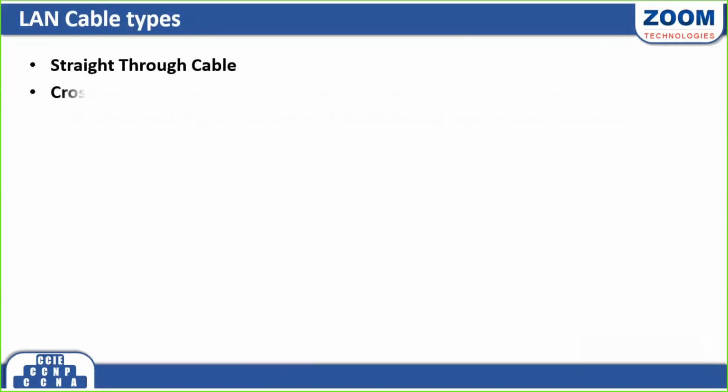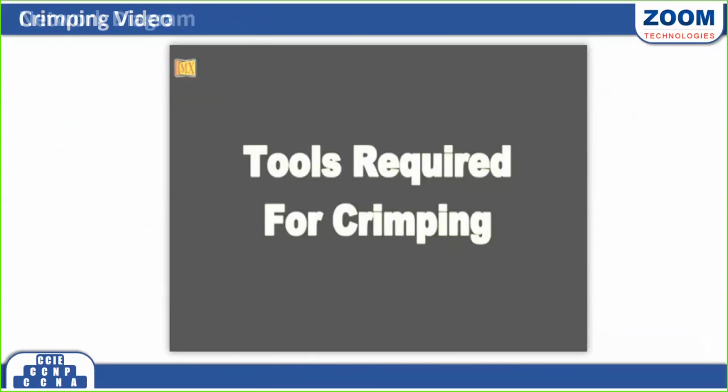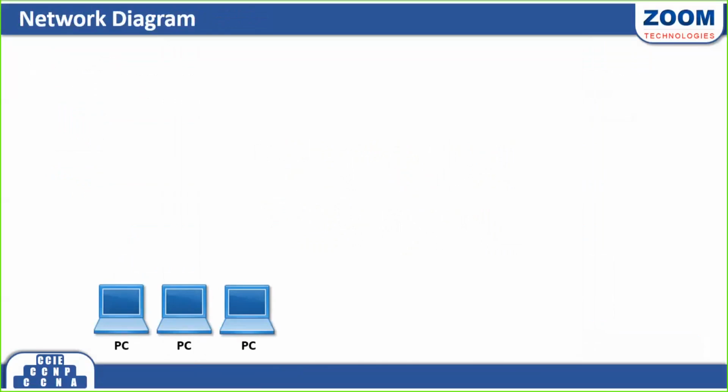Let us conclude with this diagram. Try to reply, everyone. Here I have 3 computers: computer 1, computer 2, computer 3. These 3 PCs are desktops.